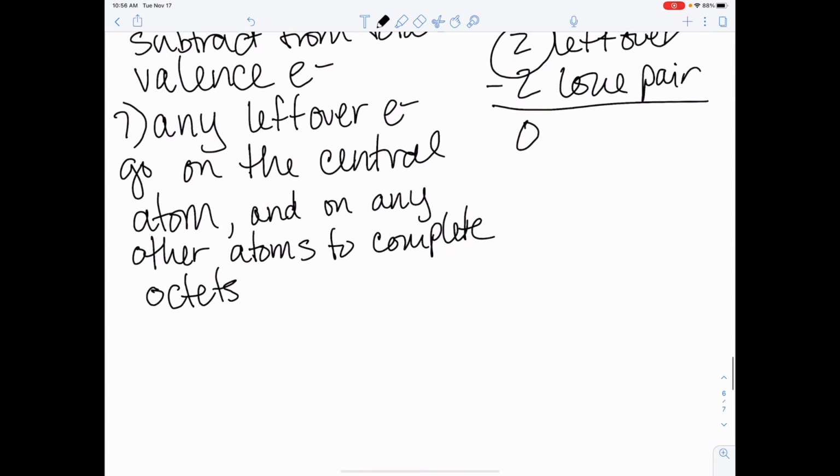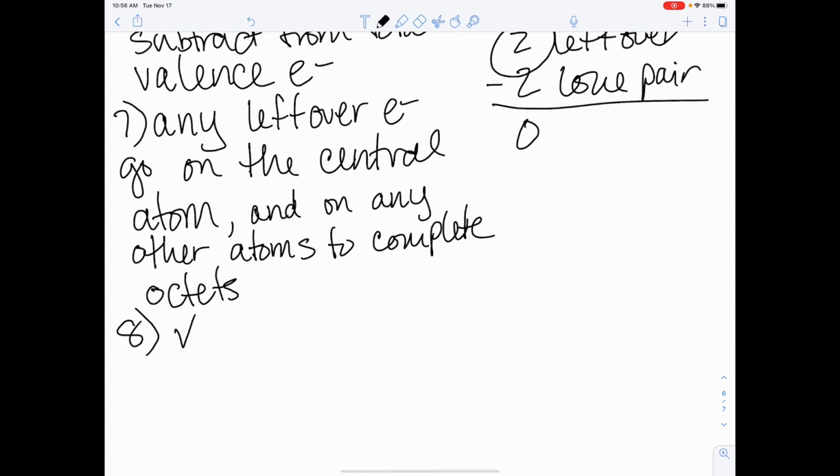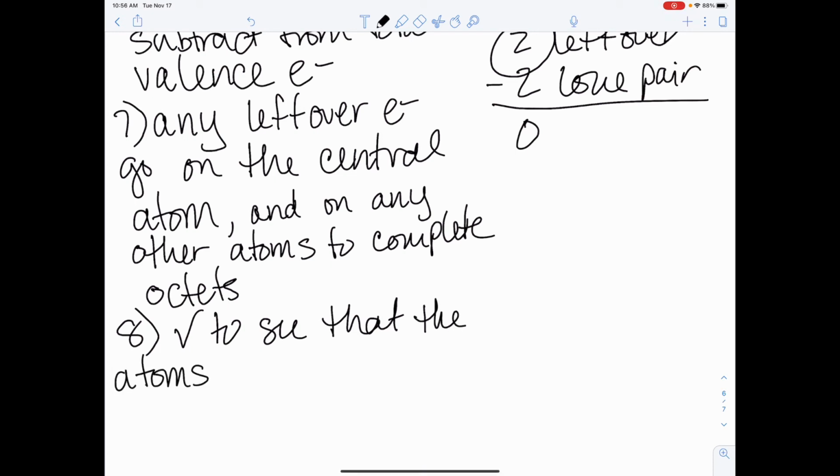Okay, the next thing that you need to do is check. Check to see that all the octet rules are followed. So check to see that the atoms all have full valence shells.